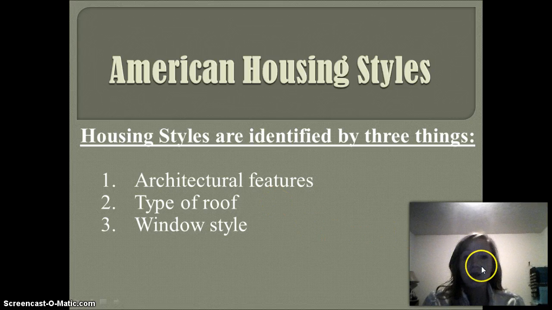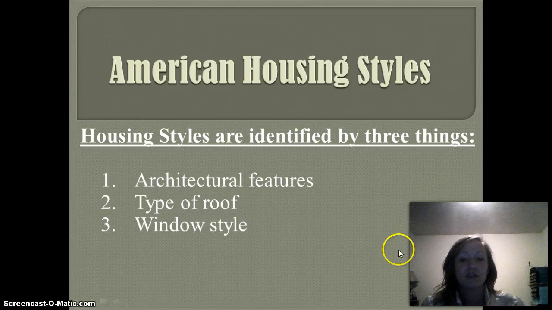So the first thing that you need to know about identifying different housing styles is that there are three main ways. The architectural features, we get into those more in depth later on in the semester. The roof that is on the house, the type of roof, which we've already discussed different roofs, and then the window style. So those are all three different things that help you identify housing style. So we're going to move on to the first.